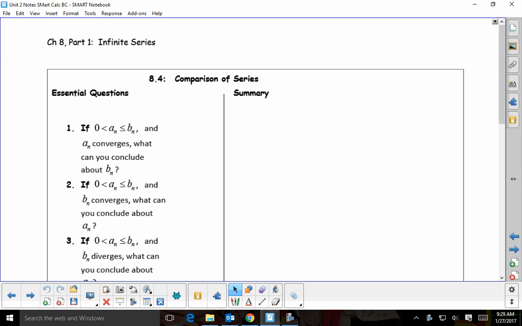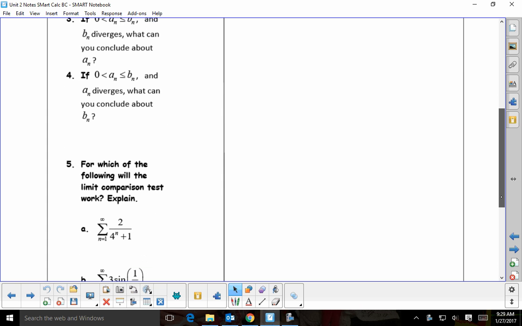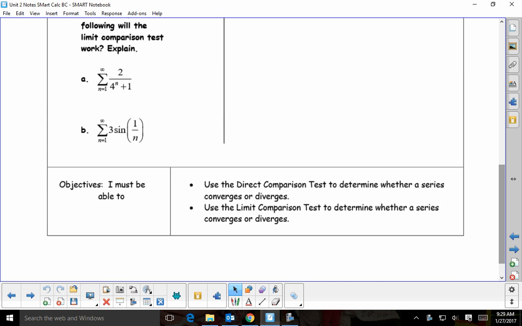Tests today are your direct comparison test and your limit comparison test. Both of these tests, we're going to be picking another series to compare the original series to. Hence, comparison tests. We're going to make a statement about them and be able to say something about the original. So the tricky part today is going to be picking that new series to compare to the original. And that's the tricky part.